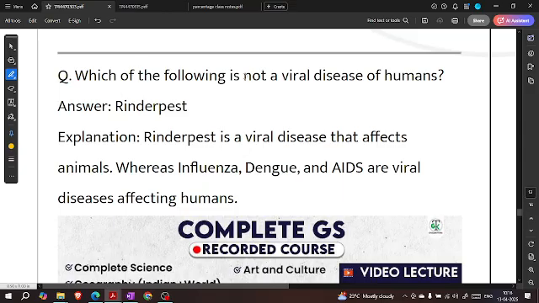Which of the following is not a viral disease of humans? Rinderpest. Rinderpest is a viral disease that affects animals, whereas influenza, dengue, AIDS are viral diseases affecting humans.